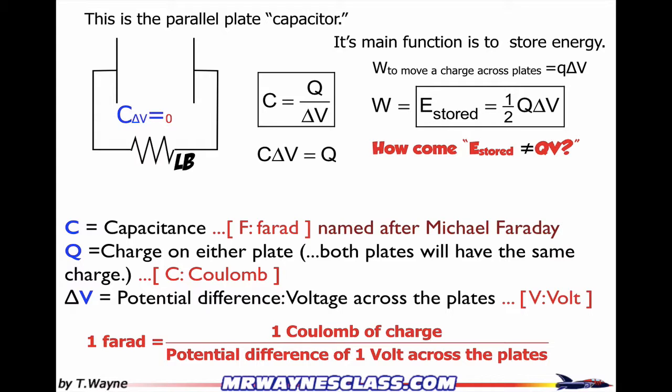And just as an aside, there's another equation of convenience. You take your equation for capacitance, solve it for Q, as shown on the screen, and then plug C delta V in for Q in the energy stored equation. That gives you one more convenient equation: the energy stored is equal to 1/2 C times the potential difference squared.